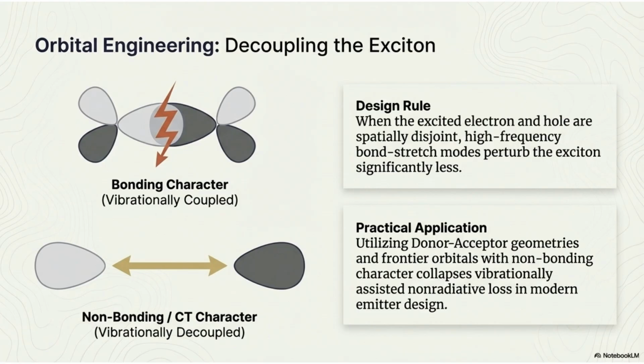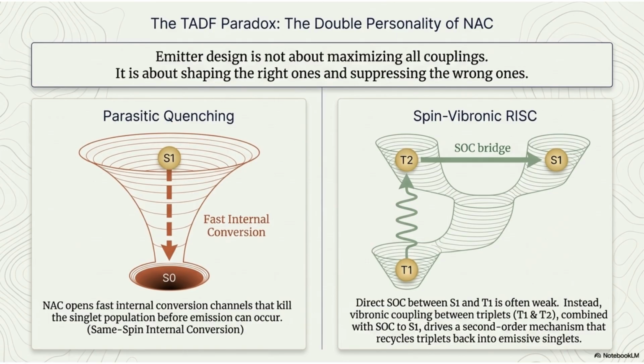Orbital engineering focuses on decoupling the exciton. For bonding character, the electron and hole are coupled and strongly perturbed by bond stretch modes. Utilizing donor-acceptor geometries creates a non-bonding or charge transfer character, where the spatially disjoint electron and hole are less perturbed, collapsing non-radiative loss. The TADF paradox highlights the double personality of non-adiabatic coupling, or NAC.